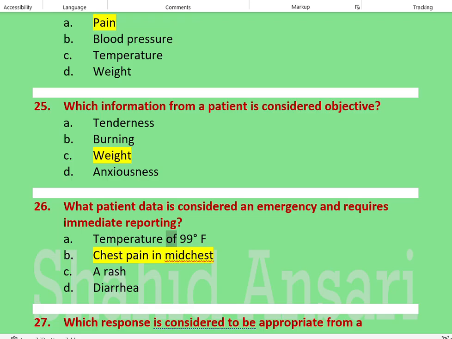26. What patient data is considered an emergency and requires immediate reporting? A. Temperature of 99 degrees Fahrenheit. B. Chest pain in mid-chest. C. A rash. D. Diarrhea.